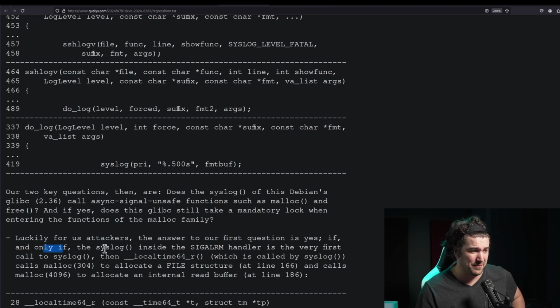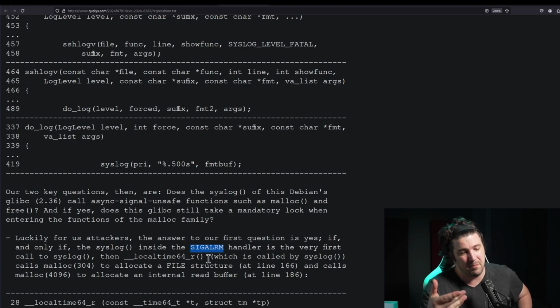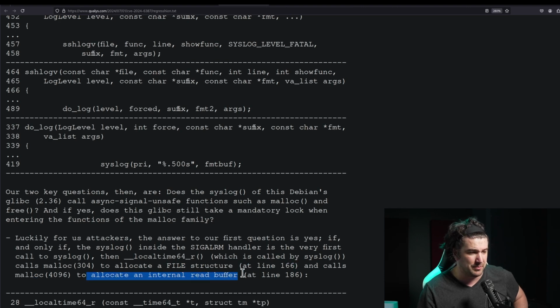If and only if the syslog inside the SIGALRM handler, I don't know why I keep saying SIGTERM, I'm so sorry, SIGALRM, it's been a very long day, but I wanted to do this anyway because people should get this immediately. Handler is the very first call to syslog. Then localtime_r, which is called by syslog, calls malloc to allocate a file structure at line 166 and calls malloc to allocate an internal read buffer.